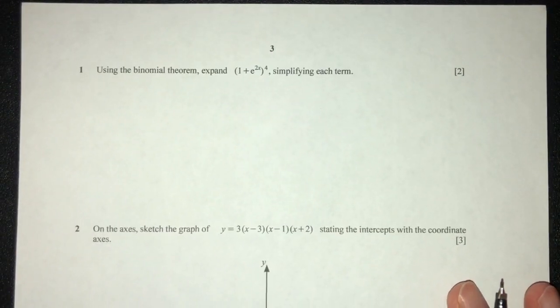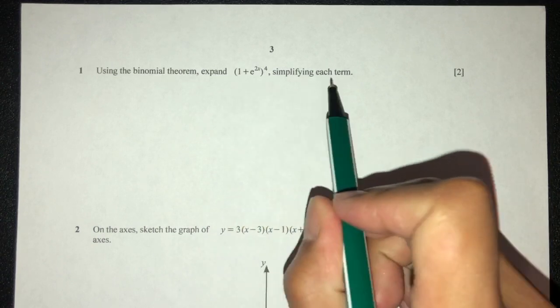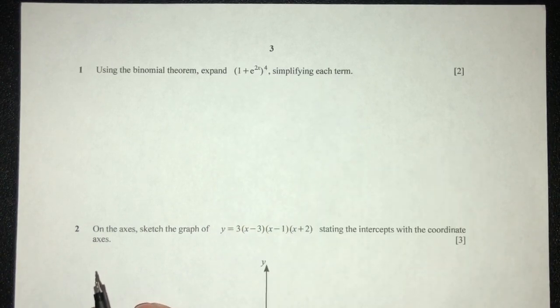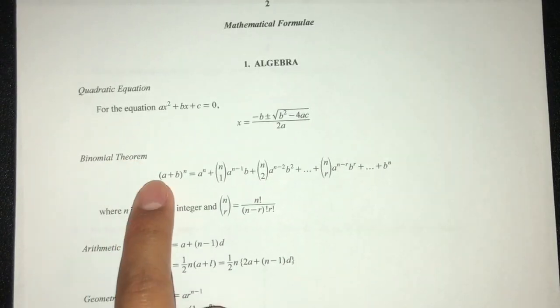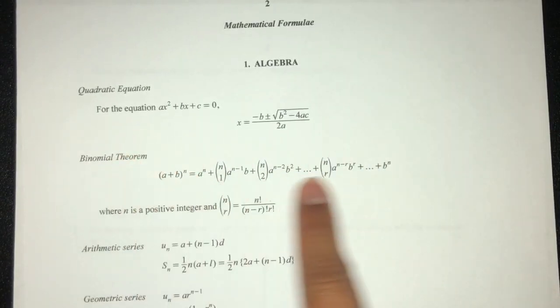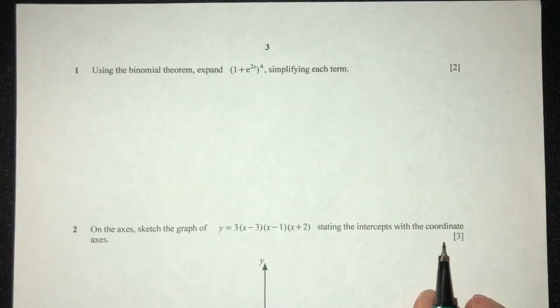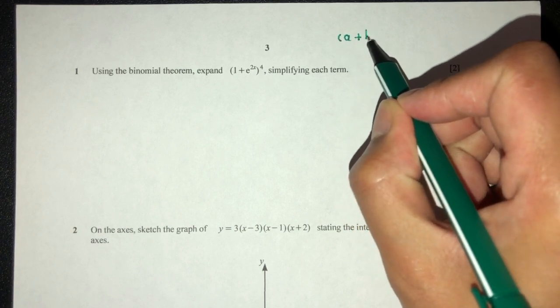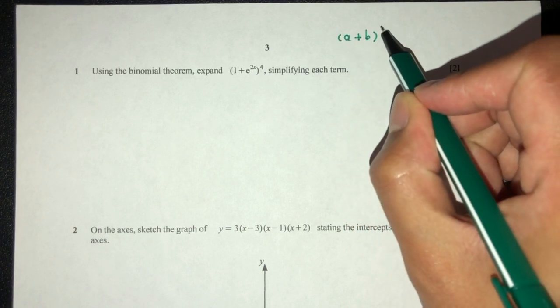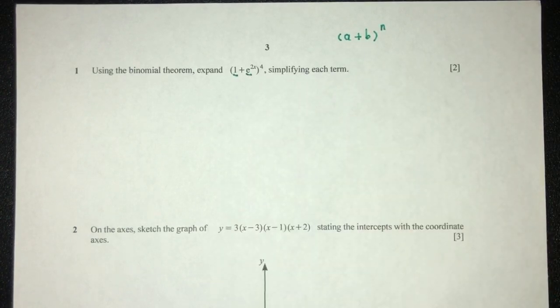So let's see what we have over here. So here we have to use the binomial theorem, expand this one, simplifying each term. So again, you can see here, in the list of formula here, we have the binomial theorem. So we have to use this formula right here to expand this. So one by one, obviously by comparison, we have a plus b, and then we have power n. So this will be your a, and this will be your b. So we just have to expand all the 4 terms.